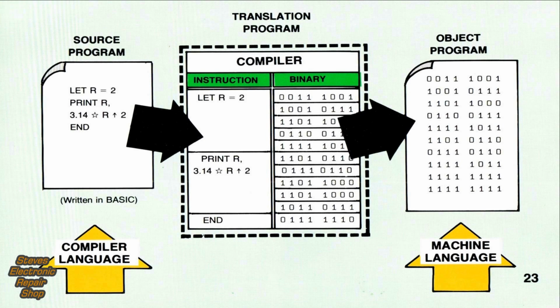But we're still saddled with the problem that the computer only understands machine language. Therefore, our source program must be compiled in machine language. The compiler process is similar to the assembly process. At the left is the source program, in this case written in BASIC. In the center is the translation program, naturally called a compiler. The compiler converts source program instructions into machine language. Notice that unlike the assembler, the compiler can translate one instruction, such as let R equal 2, into many machine language instructions. The final result of translation is the object program on the right.